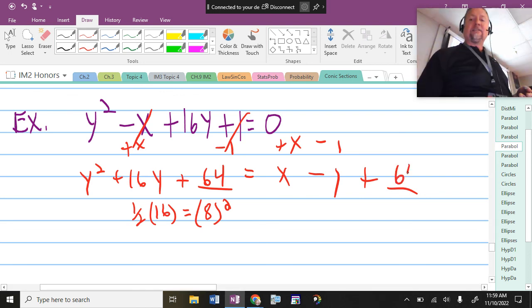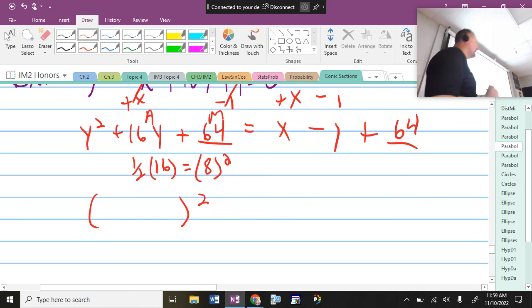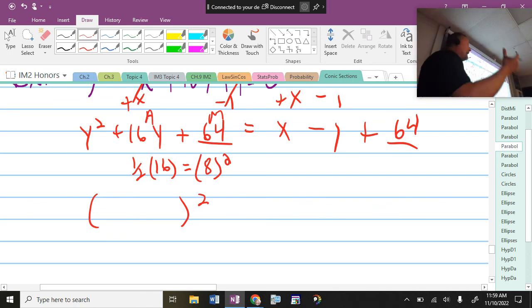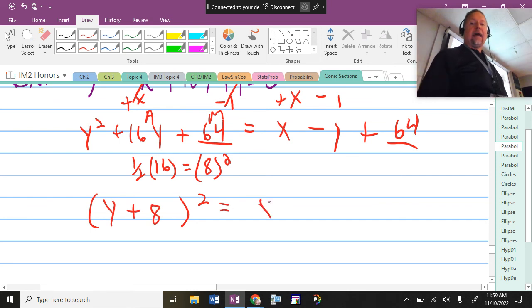By the way, whatever you do to one side, do to the other. And then what is this factor to become? What multiplies to 64, and those same two numbers add to 16, everyone say it. 8 and 8. So this factors to become y plus 8 squared equals x plus 63.